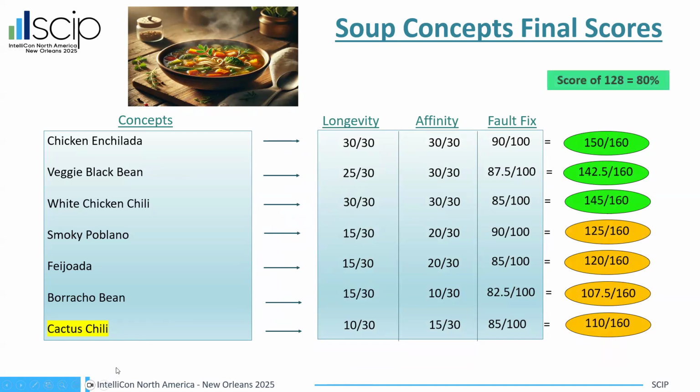Here's the little cactus chili down here, and at the time it scored the lowest. It had a lower longevity, and you saw that it didn't score very well on the affinity. Behind the scenes, the fault fix score was not bad, actually. It was like 85 out of 100, which was not bad. What we score is that 80% is a really strong product. You don't even have to think about it. Once it gets below 80%, you've got some issues you probably want to address.